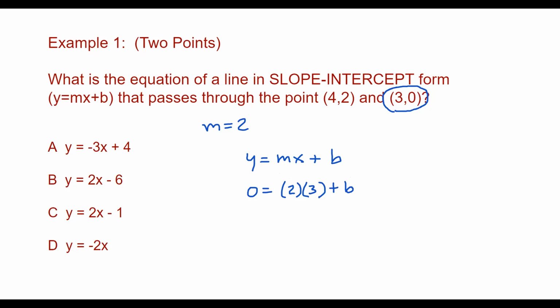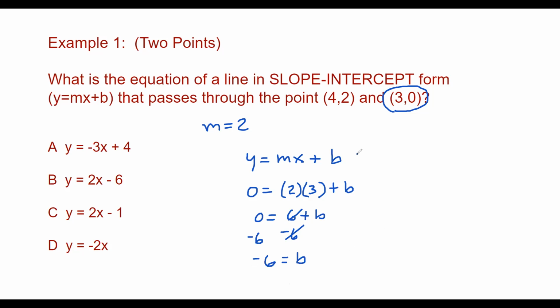So let's simplify now. 2 times 3 is 6. So 0 is equal to 6 plus b. As we've done before, we need to isolate b, so we're going to do the opposite thing to that side. Since we were adding 6 to b, we're going to subtract 6 from both sides. That will cancel this out, and it leaves us with our answer that b is equal to -6.